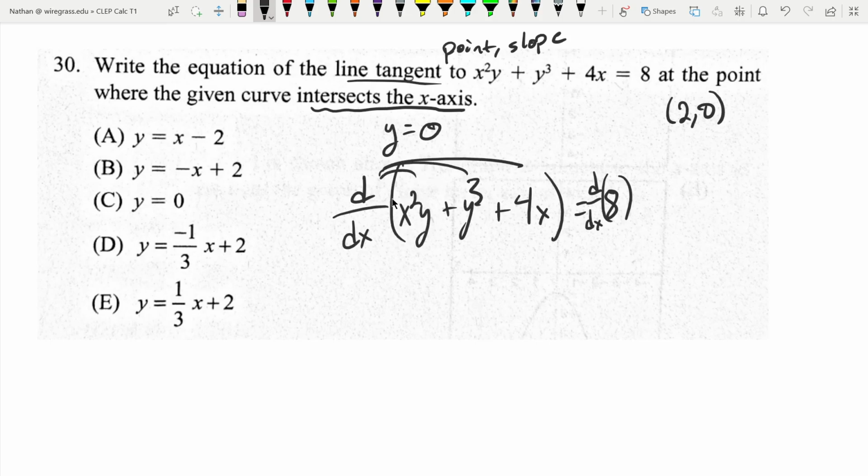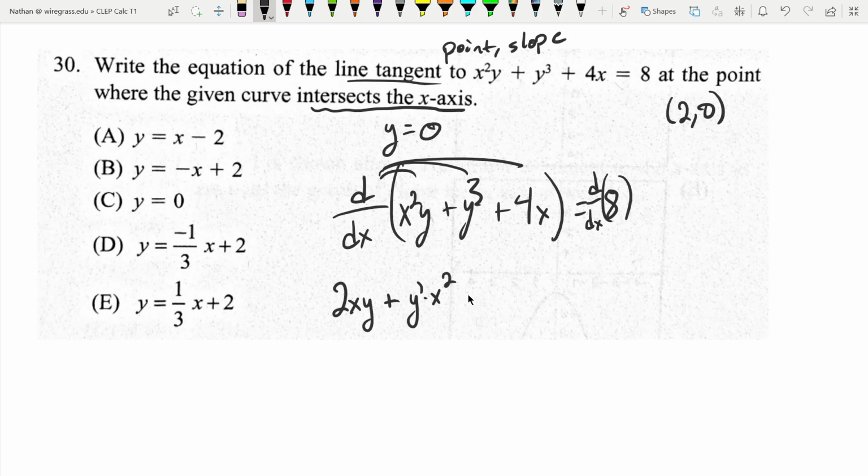So this is a multiplication of two functions. Y is a function of x, and x squared is a function of itself, right? So we have to take the derivative of the first times the second plus the derivative of the second times the first. And then here we have a function inside of a function, y inside of y cubed. Y is a function, and y cubed is also a function.